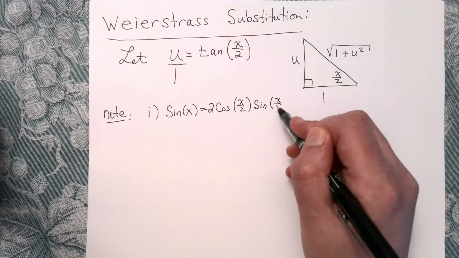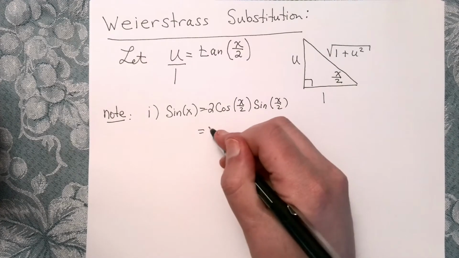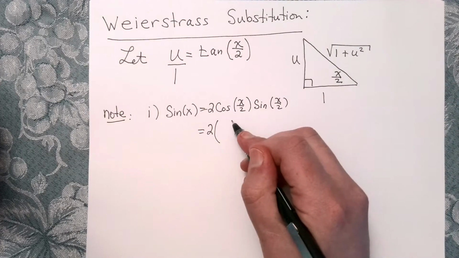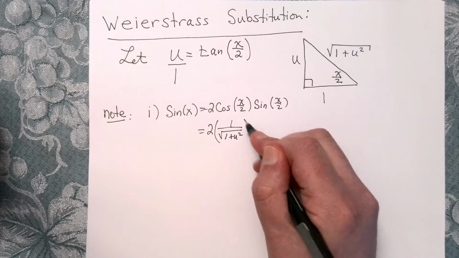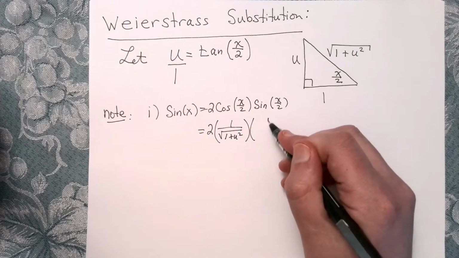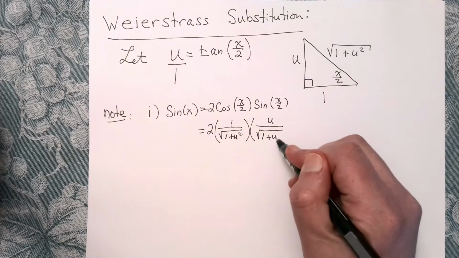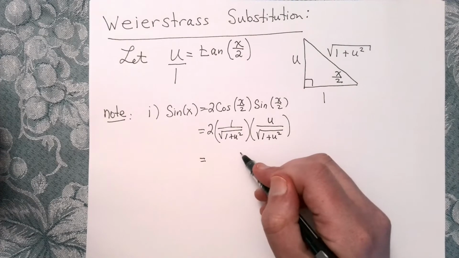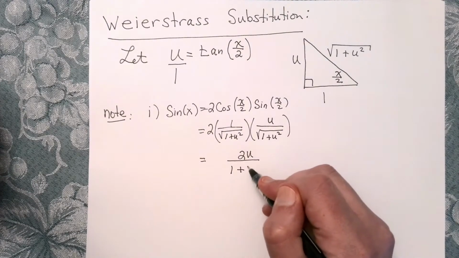And that's nice because we can use our right triangle, figure those out. Let's go ahead and do that. So cosine here, adjacent over hypotenuse, that's going to give me 1 over the square root of 1 plus u squared. And then we go ahead and take the sine, so opposite over hypotenuse gives me the following. And of course we can just tidy that right up. So it looks like we've got 2 times u over 1 plus u squared.